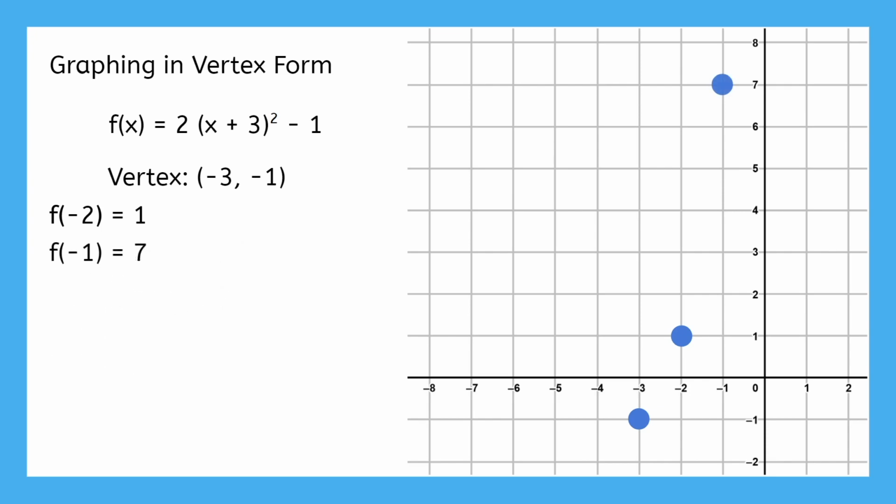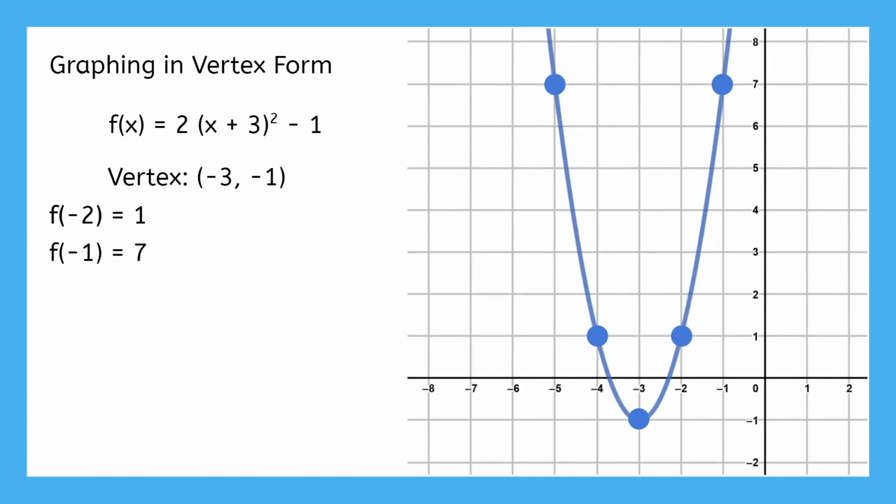So now we've got the vertex and 2 more points, or rather 4 more points, since the other side of the parabola is a mirror image of what we've already graphed. And since we've got so many points to guide us, it's a simple matter to draw the curve passing through them.